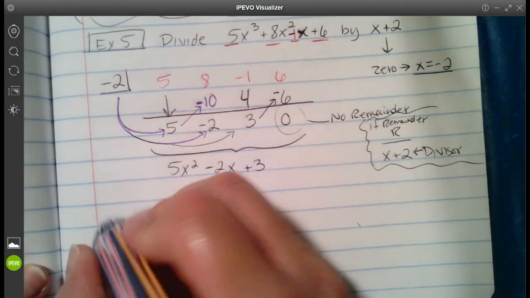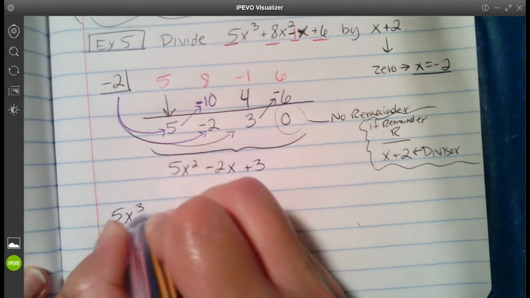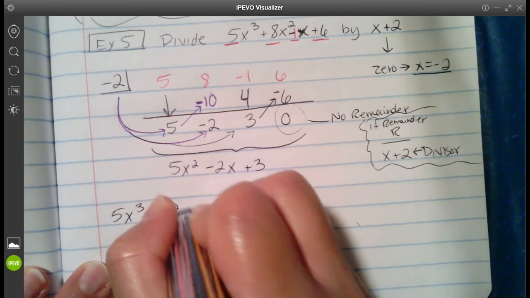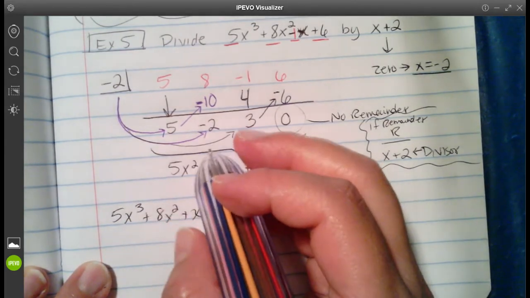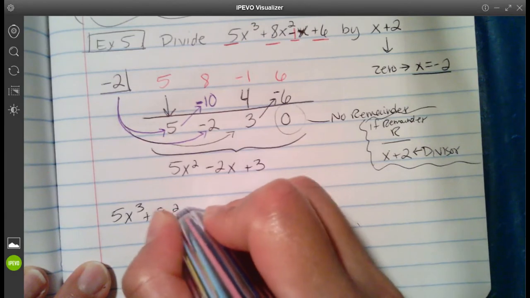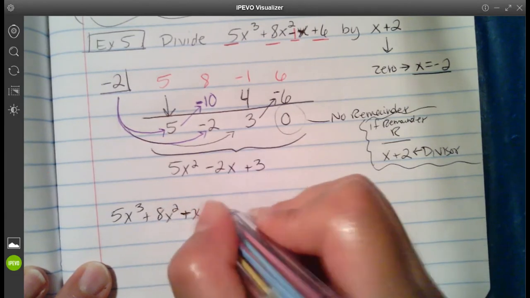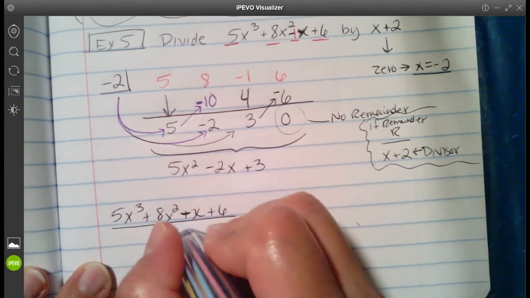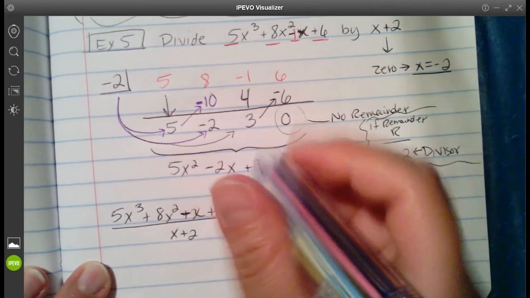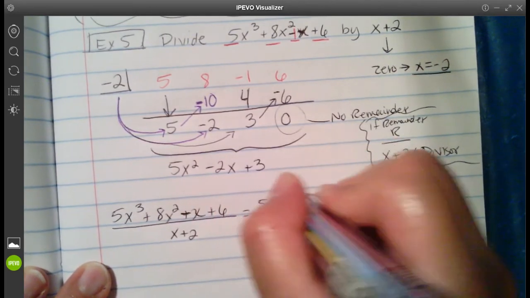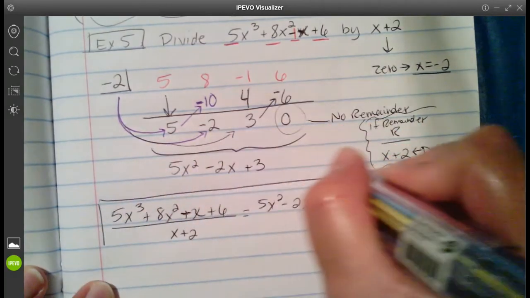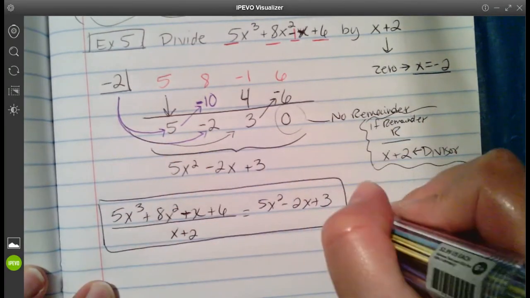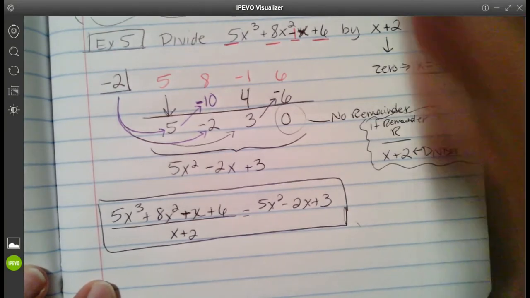So we want to write it officially. We say 5x cubed plus 8x squared minus x plus 6 divided by x plus 2 is equal to all of this, 5x squared minus 2x plus 3. So you can see that it follows the same format as long division.